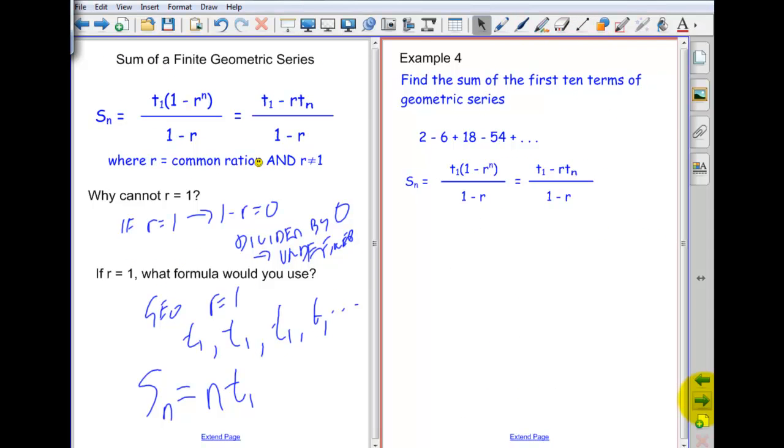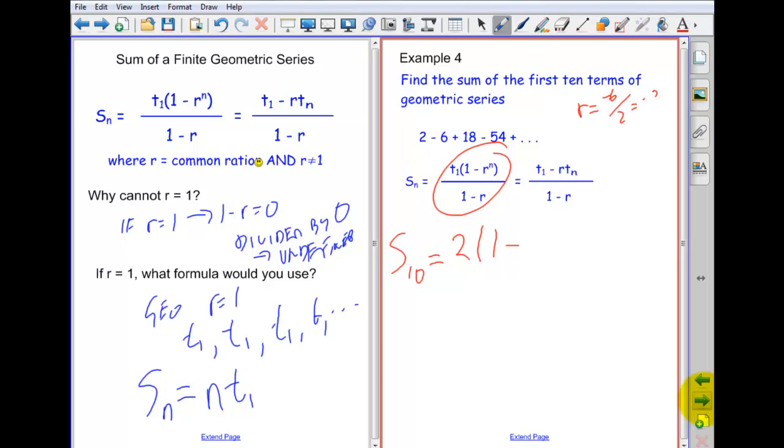Now, let's find the sum of the first 10 terms of this geometric series. So, which formula? Choose wisely here. Why? Because we don't know the last term, t sub n. We do know the first term. Good choice. So S sub 10 in this case is the first term, 2, times 1 minus the common ratio, careful, negative 3. Get that in parentheses. Raised to the 10th, all over 1 minus negative 3.